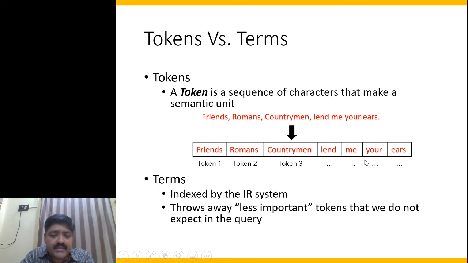Now I could index the tokens that I arrived at in this manner. Here there may be some tokens which may not be of interest in querying. So let's say words like the, and, which we call stop words. If we are not interested in such words, we don't index them, so they don't become terms at all.